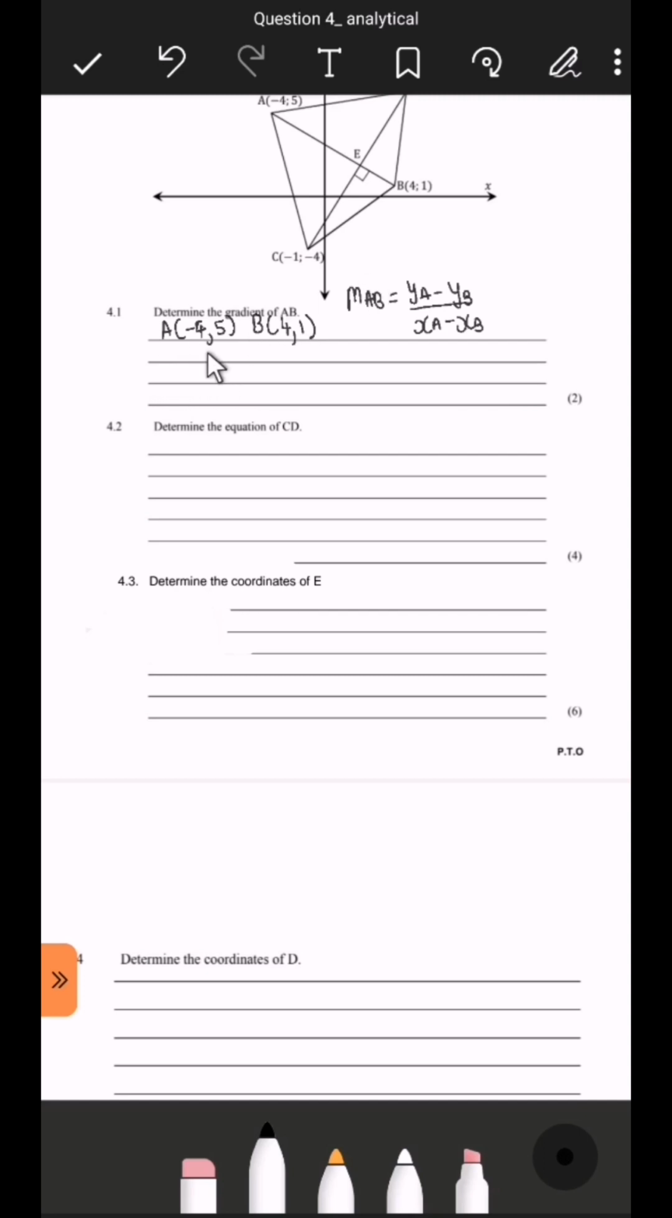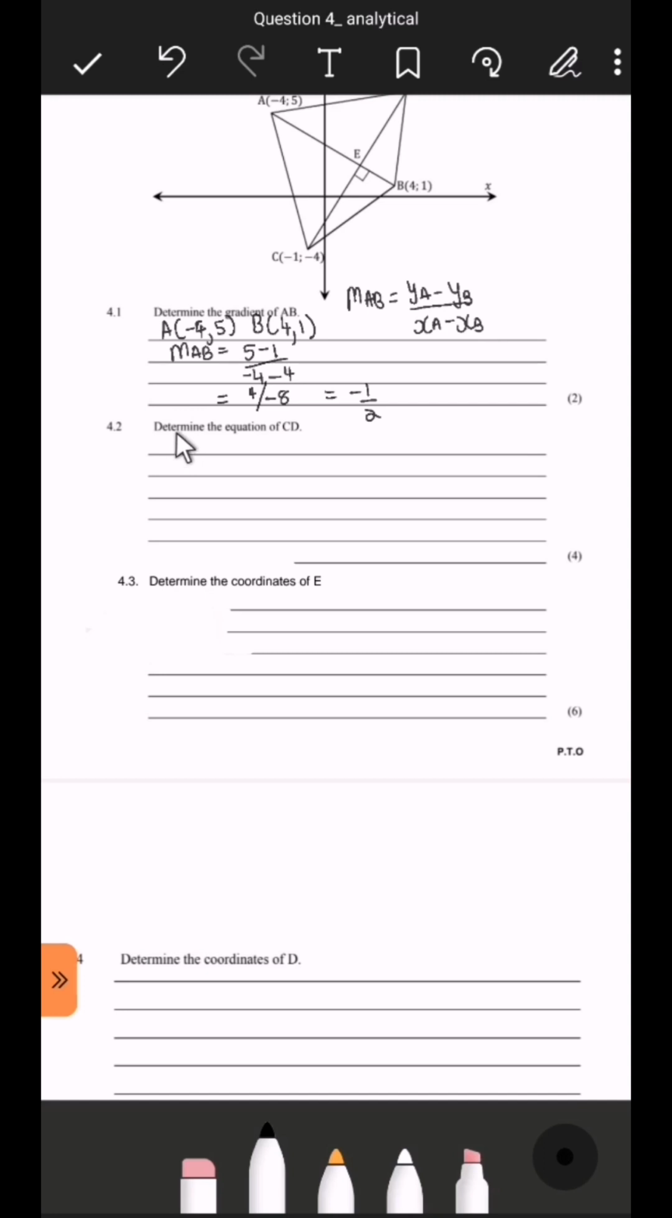Then we are going to substitute these coordinates into this formula. So we're going to have gradient of AB equals y of A, which is 5, minus y of B, which is 1, divided by x of A, which is -4, minus x of B, which is 4. Then we'll be left with 4 over -8. Then our final answer will be -1 over 2.